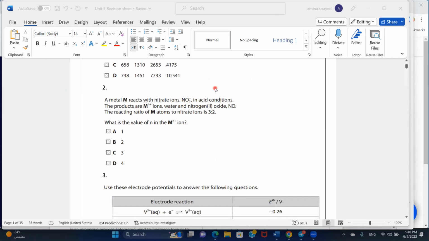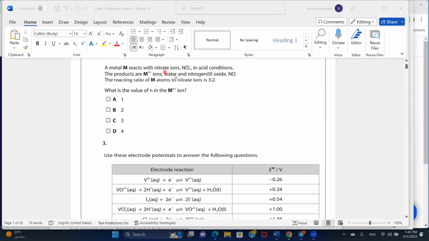Let's see number 2. A metal M reacts with nitrate in acid conditions. The products are M plus n ions, water, and nitrogen oxide. The reacting ratio of the metal atoms to the nitrate ions is 3:2. What is the value of n in the M plus n ion? And we said that this type of question usually comes in exams. So would you please think about it?